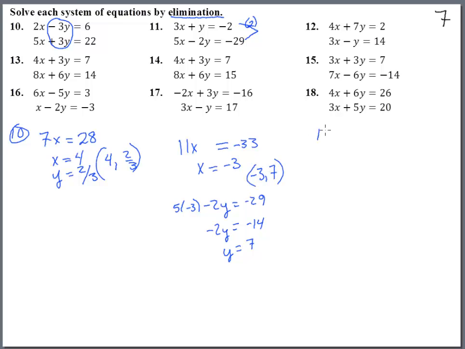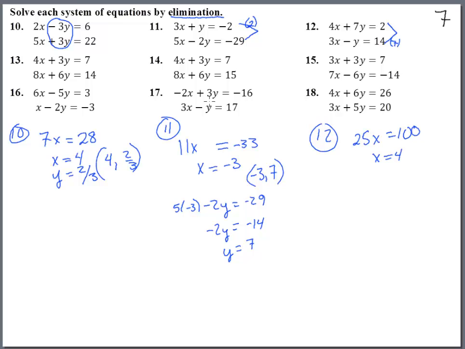And number 12. Ooh, yuck. It looks like we could try and get the x's, but it looks like the y's are set up pretty well here. So if we times by 7, those will go away. So we times this guy by 7 and add it to that one, and we end up with 21x plus 4x is a 25x. Those guys go away, and 98 plus 2 equals 100. So divide, and we get x equals 4.